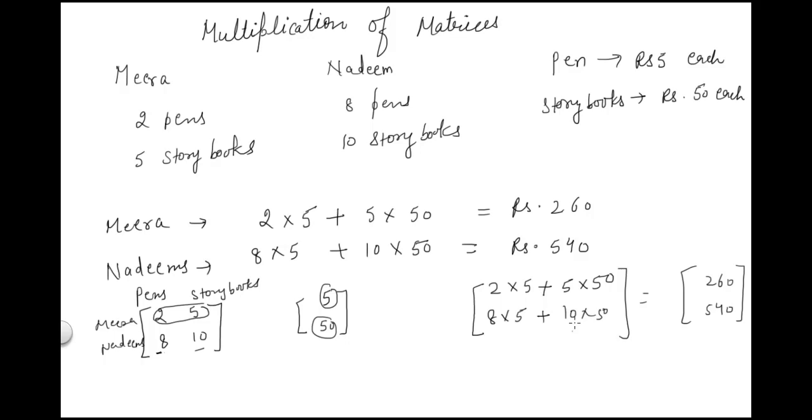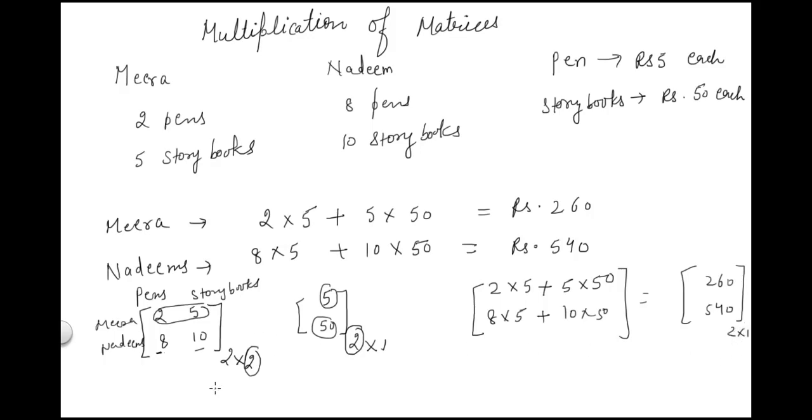So this is an example of matrix multiplication. If you observe carefully, the order of the first matrix is 2 cross 2, and in the second matrix there are 2 rows and 1 column. For matrix multiplication, there is a condition that the number of columns of the first matrix should be equal to the number of rows in the second matrix. And the answer that we are getting is this matrix. What is the order of this matrix? It is 2 cross 1.